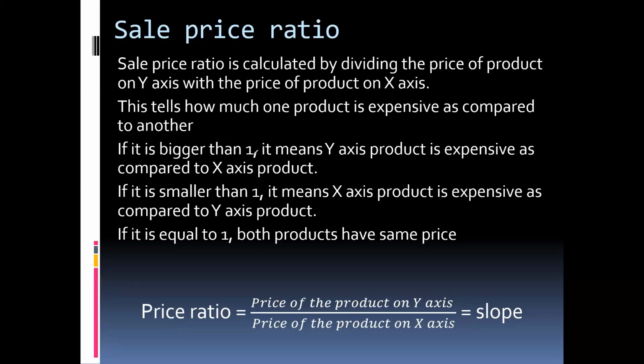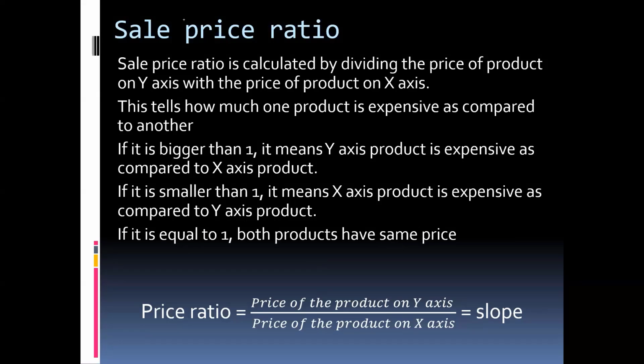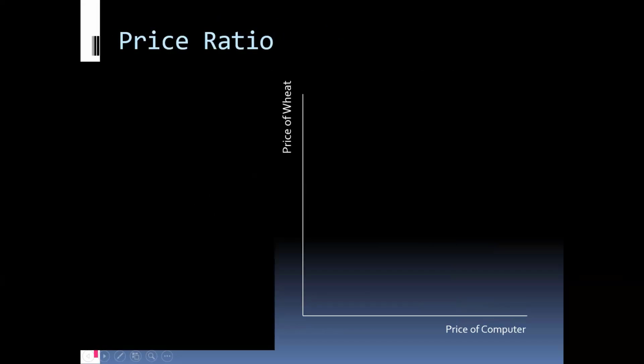If it is bigger than one, it means y is expensive. What does it mean? It means y is more profitable as compared to x. And if it is smaller than one, it means x is more profitable. So the seller will tend to produce the goods which are more profitable. So this method will tell us which product is more profitable and when. Okay, let's move forward. So we'll draw that price ratio line.